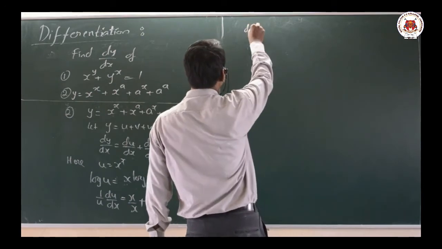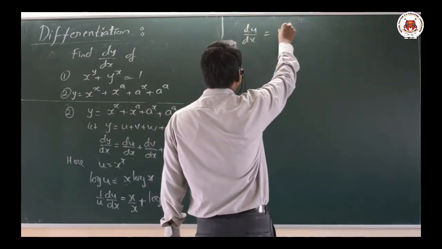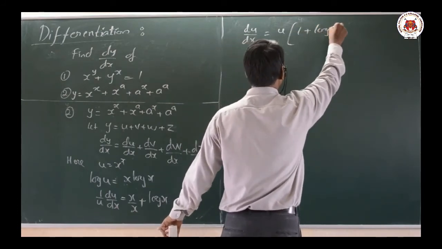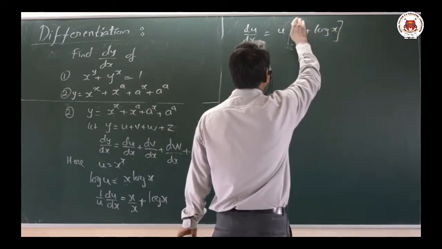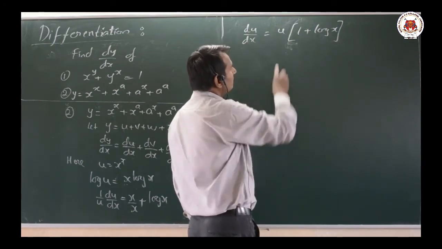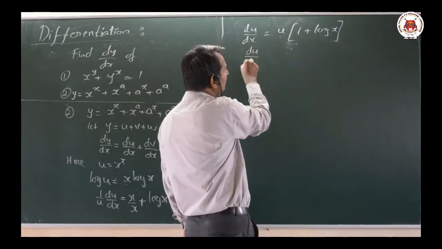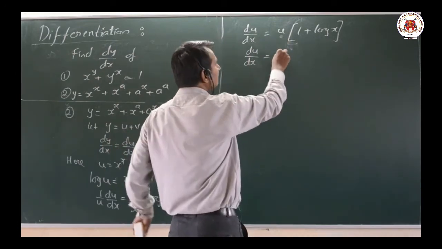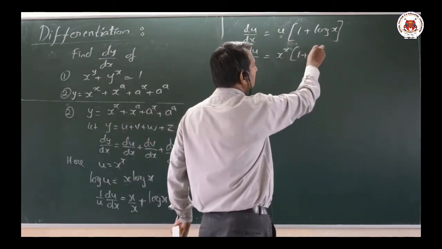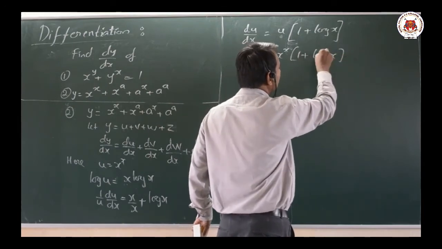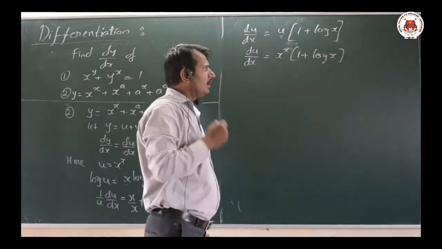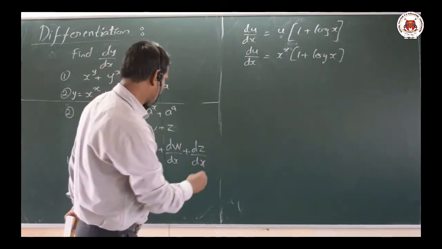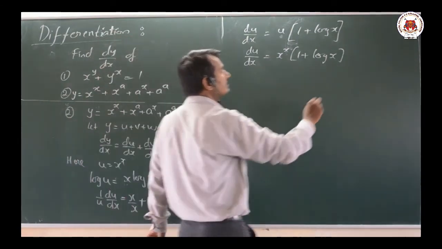That is nothing but du by dx equal to u into x by x, which is 1, plus log x by 1 into log x. What is the u value here? The u value is nothing but x to the power of x into 1 plus log x. Now this was nothing but our du by dx. You can take it as equation number 2.